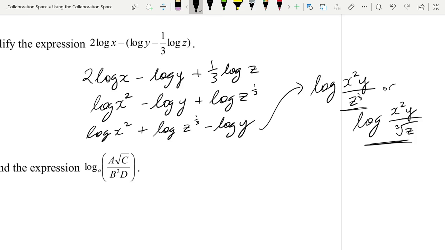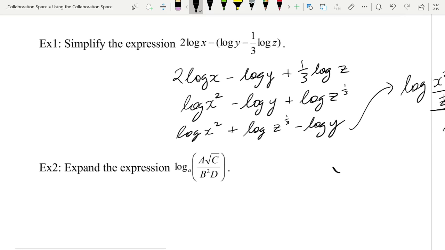I don't know what's going on. I wonder if the battery is dying on my pen? There we go. Having some troubles with my pen. Okay, anyway.